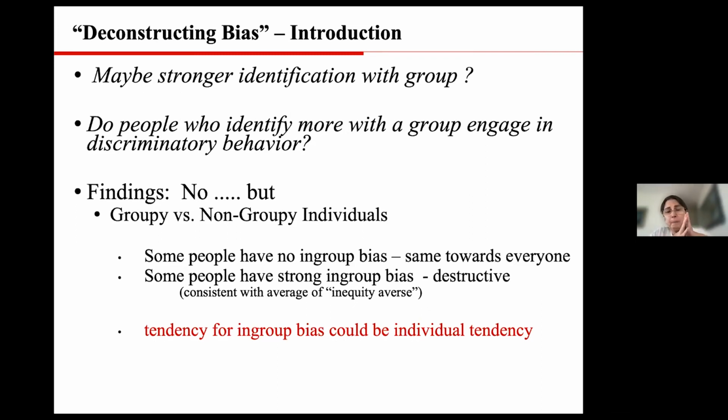So now again, if you average them, this is consistent with an average of inequity aversion. So when we average everybody, people look inequity averse, but we're actually taking the average of two very distinct kinds of behavior. And so this tendency for in-group bias could be something about an individual, perhaps not that they're born with it, but it could be from circumstances that people start to adopt a tendency for an in-group bias.